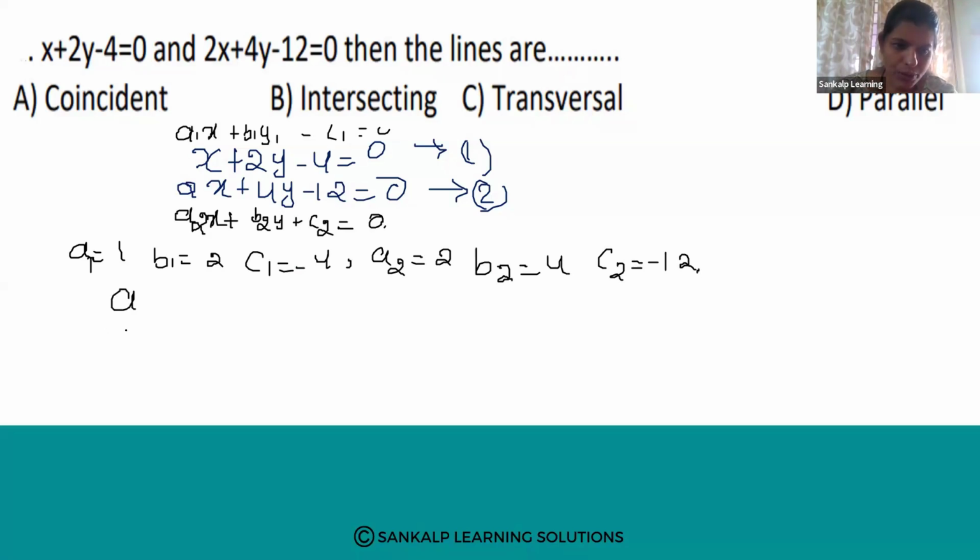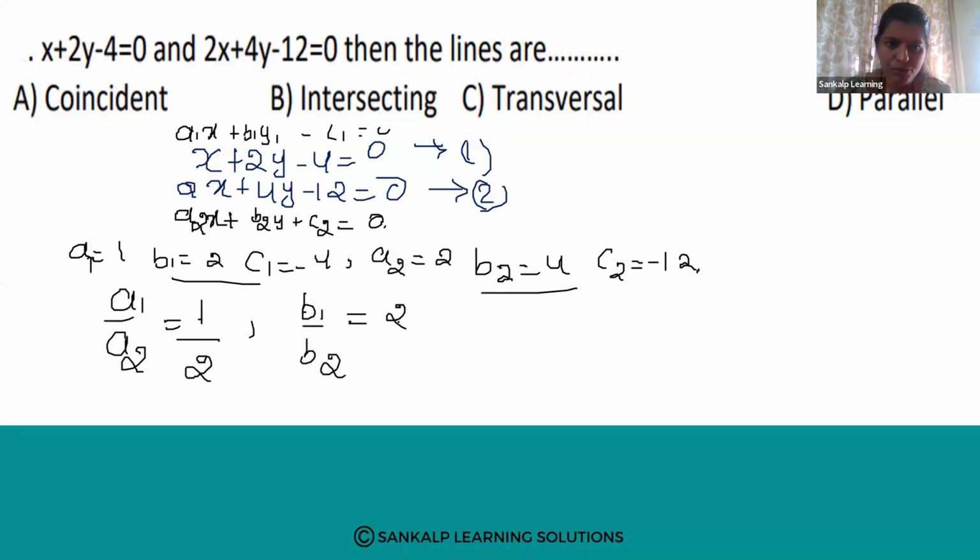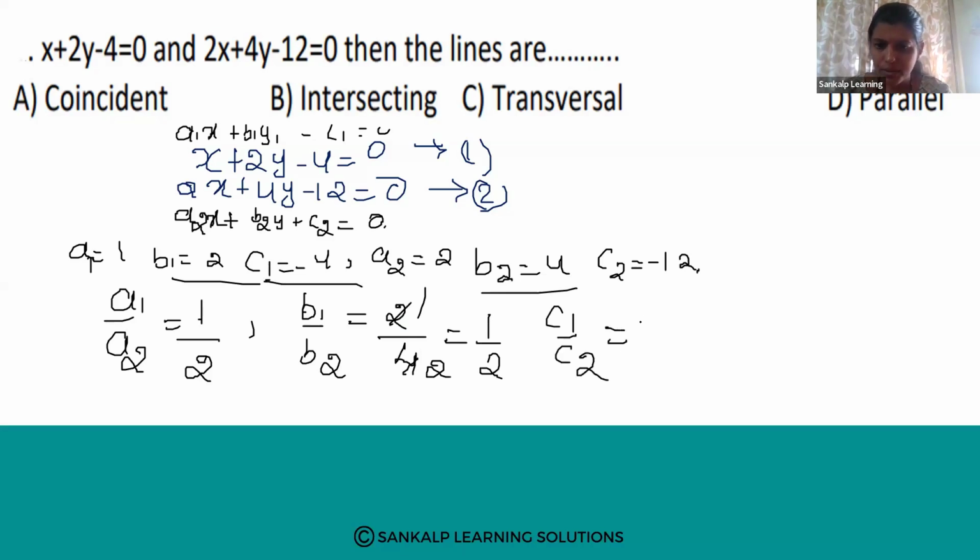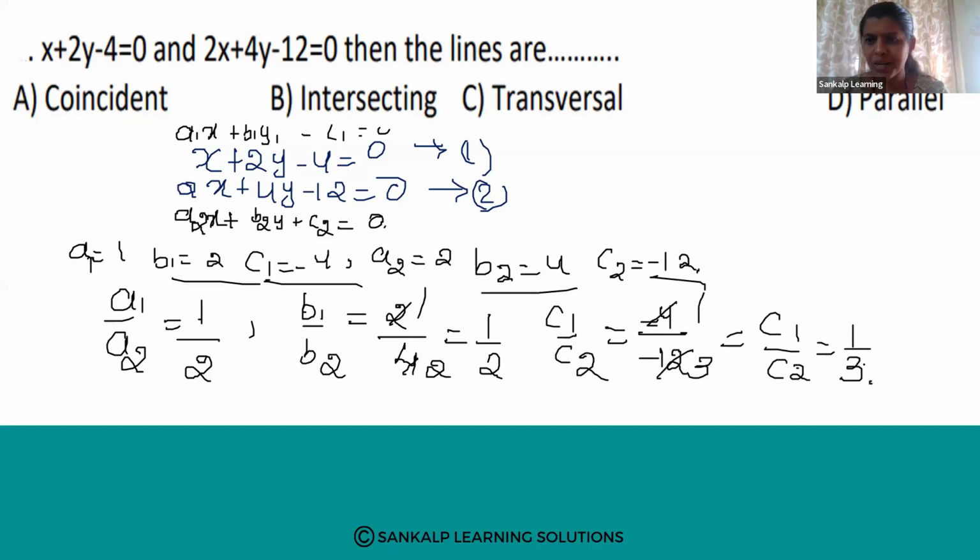Compare the ratios means directly you write a1 divided by a2. A1 value is 1, a2 value is 2. That means a1 divided by a2 is 1 divided by 2. Next, b1 divided by b2. What is the value of b1? b1 is 2 here and b2 is 4, right? 2 ones are 2, 2 twos are 4. That means here also you are getting 1 divided by 2. Next, c1 divided by c2. C1 is minus 4 divided by minus 12. 4 ones are 4, 4 threes are 12, minus and minus get cancelled. So c1 divided by c2 value is 1 divided by 3.